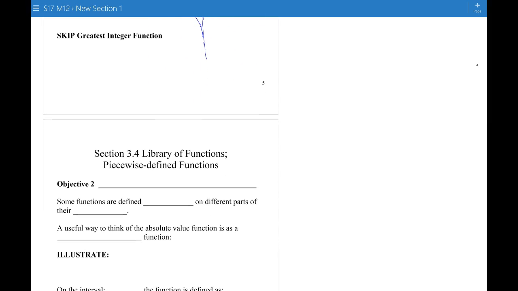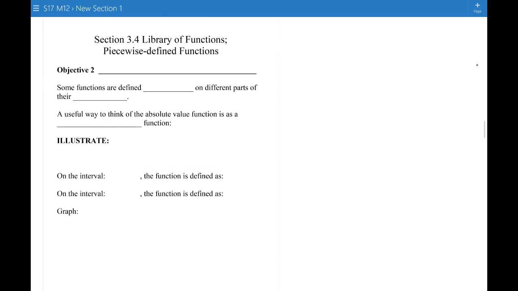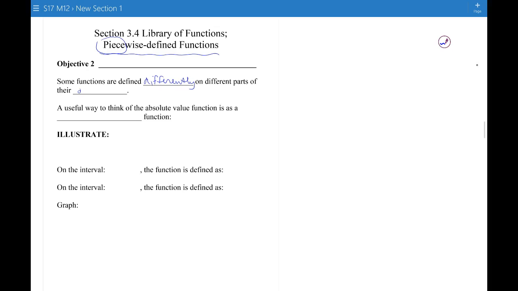And then we're going to skip the greatest integer function. It's kind of interesting and it does have uses, but it's kind of past what we need to know. So objective 2 is what I want to spend a little bit more time on because that's these piecewise defined functions. So they're in pieces and some functions are defined differently on different parts of their domain. In other words, you can't describe it by one equation for the whole thing. It needs to have different equations in different parts of the domain.